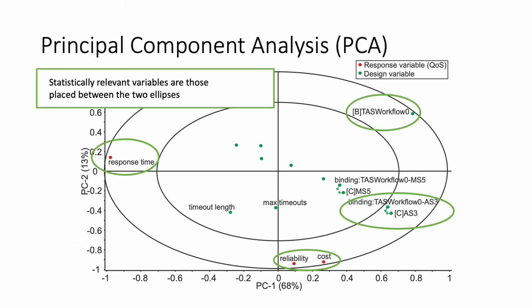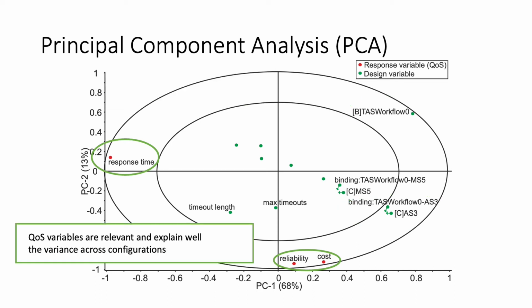Variables that are found between the edges of the two ellipses, and particularly those positioned near the edge of the outer ellipse, are those that are more important to differentiate the configurations. QoS metrics like reliability, cost, and response time are all important to differentiate configurations, with response time being the most relevant one, close to -1 in PC1, which accounts for almost 70% of the overall variability. Reliability and cost are important for PC2, but comparatively have less influence.